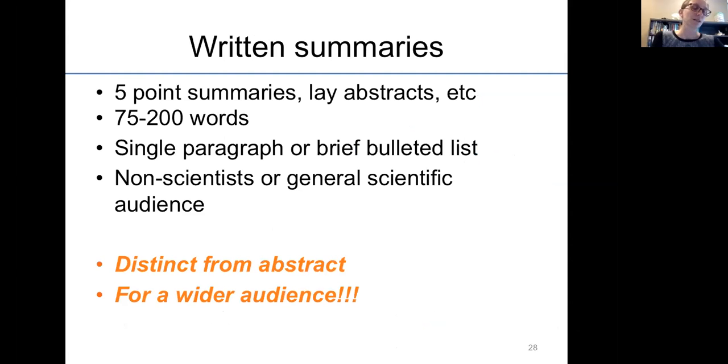Written summaries are perhaps something you may start to encounter more often, as they're becoming more and more common requirements for certain journals. These are shorter than your abstracts, 75 to 200 words, single paragraphs, sometimes a bulleted list, and they are designed really for either non-scientists or a more broad general scientific audience. So they have to be distinct from your abstract.